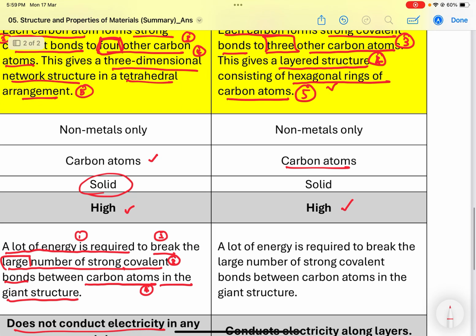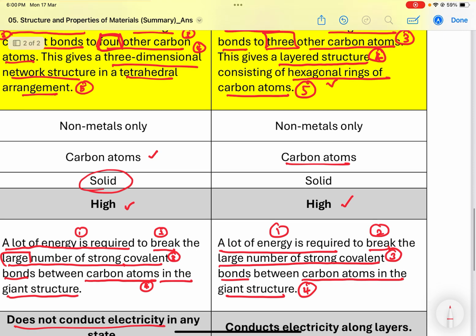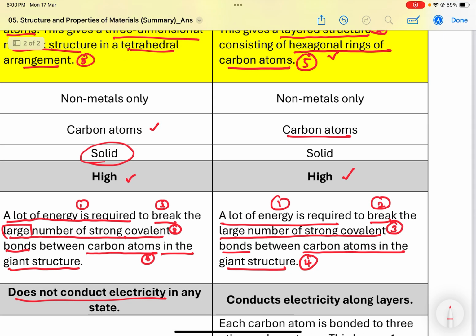You look at the description here. A lot of energy is required to break a large number of strong covalent bonds between what? Between carbon atoms in the giant structure. Very similar description to diamond. Very, very similar. Okay? In terms of electrical conductivity, this is where it gets interesting.